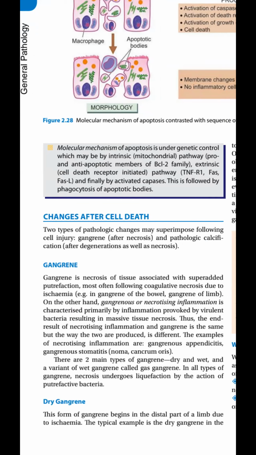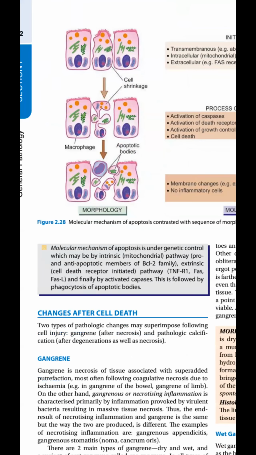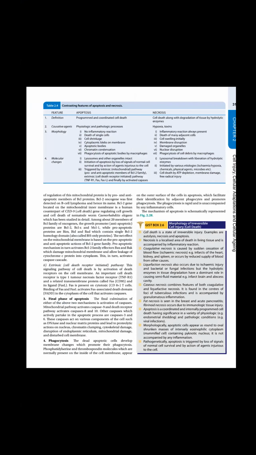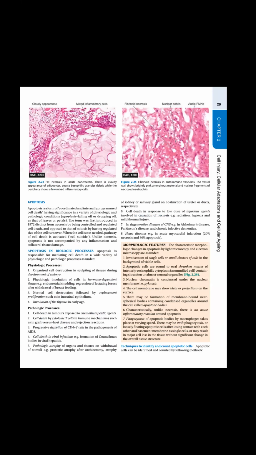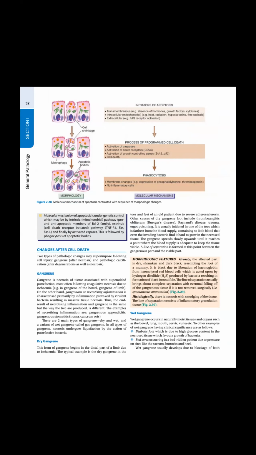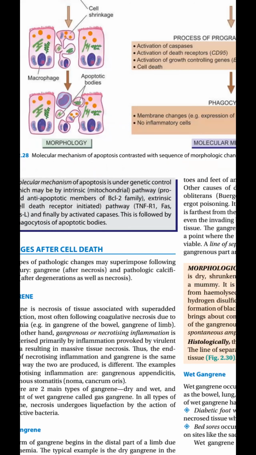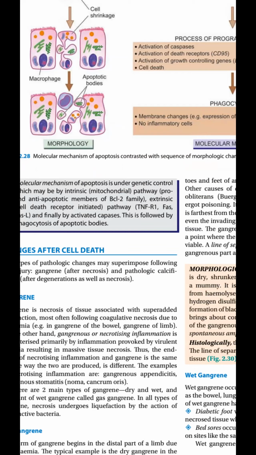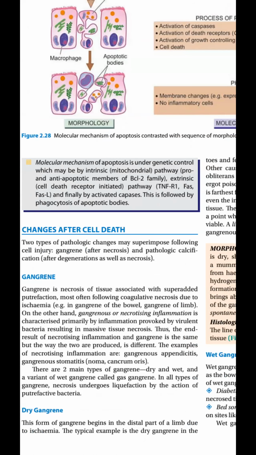So this is a coagulative necrosis. As we have seen, there are 5 types of necrosis: coagulative, liquefaction, fibrinoid, fat necrosis, and caseous. The first one is because when there is no supply of oxygen to some particular area, that leads to inflammation of that area. That is the cause of this gangrene.